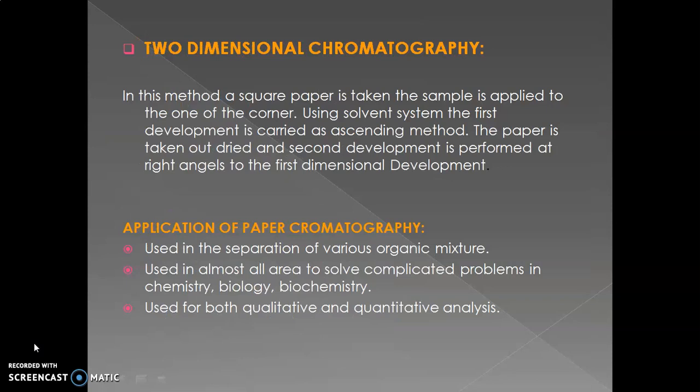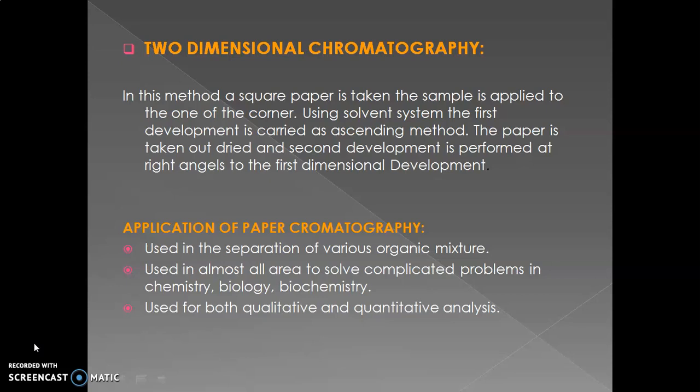Then next is two-dimensional chromatography. In this method, a square paper is taken. The sample is applied to one of the corners. Using a solvent system, the first development is carried out by the ascending method. The paper is taken out, dried, and the second development is performed at a right angle to the first development.